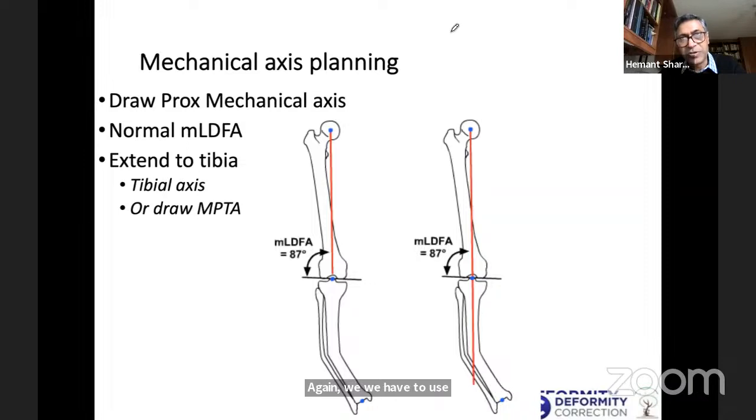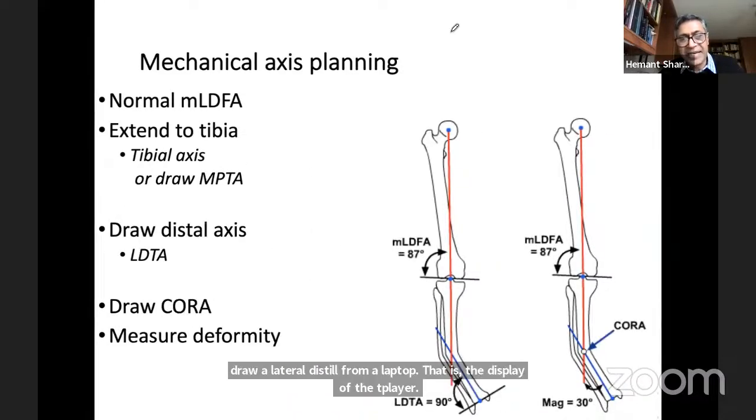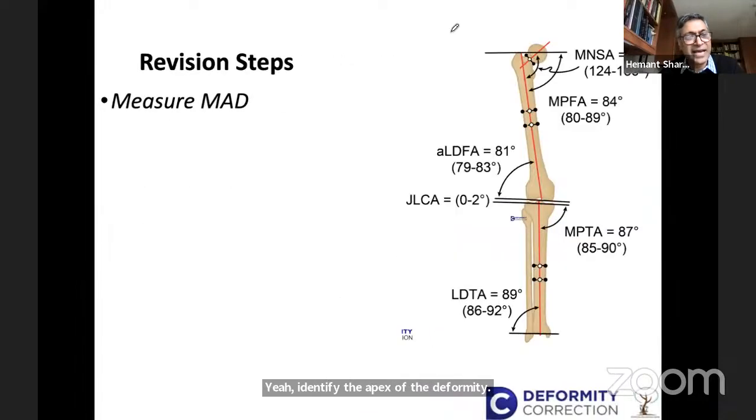Otherwise, you can use the population average, or you can easily extend the line if the lateral distal femoral angle is normal. You draw a lateral distal tibial angle, that is the distal axis of the tibia. We identify the apex of the deformity. You measure the deformity and identify an angle.